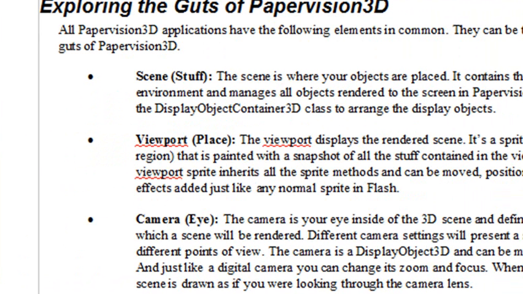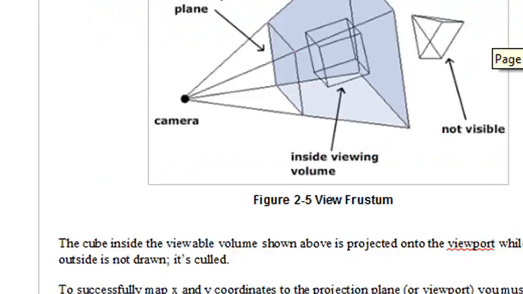And so in chapter 2 of the book, we actually talked about viewport. So what's a viewport? Well, a viewport displays the rendered scene. It's a sprite or a rectangular region that is painted with a snapshot of all the stuff that is contained in the frustum.